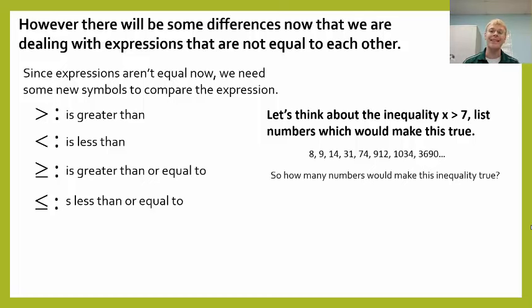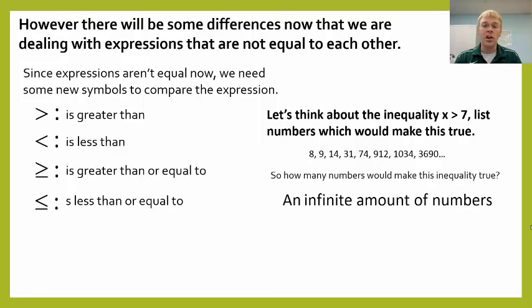But the question is, how many numbers can we come up with? How many numbers are there, how many values on our number line in the real numbers are there that would make this inequality true? And the answer is an infinite amount of numbers. As long as we're bigger than 7, any number on the number line that is larger than 7 will make this inequality true. And this is where our inequalities are a little different than our equations.